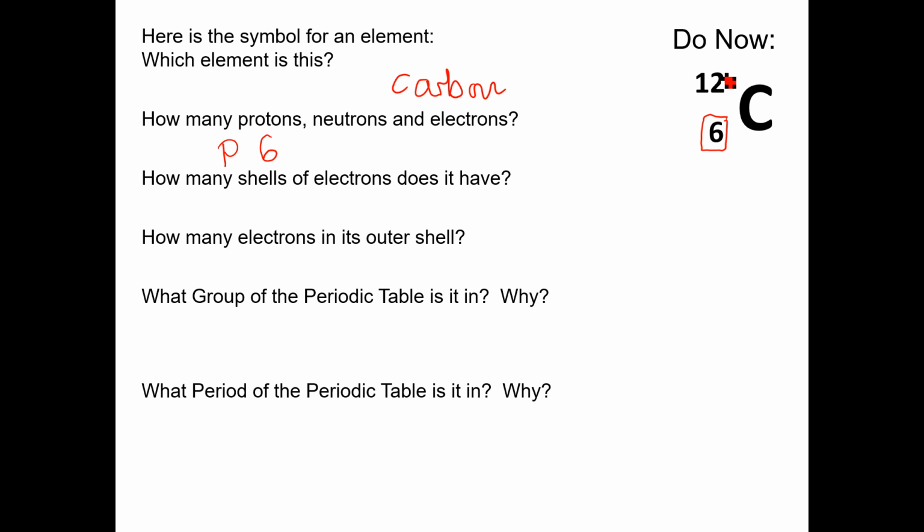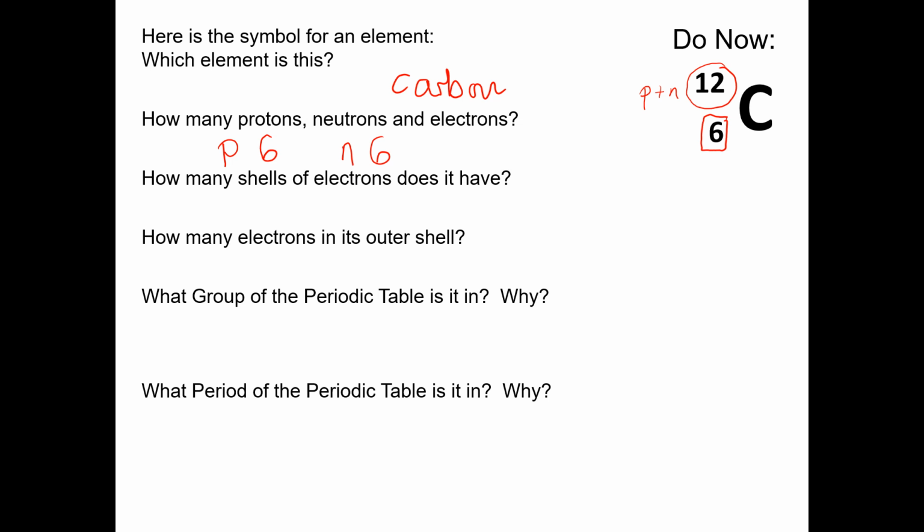How many neutrons? The top number is the total of the protons and the neutrons. Those are the particles with mass. So there are 12 things in the nucleus. 6 of them are protons. The remaining 6 must be neutrons.